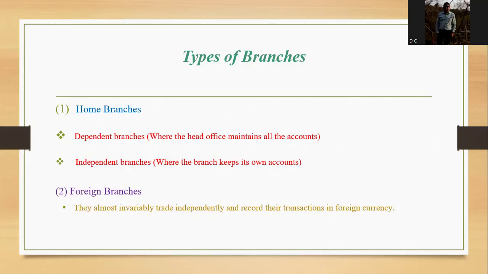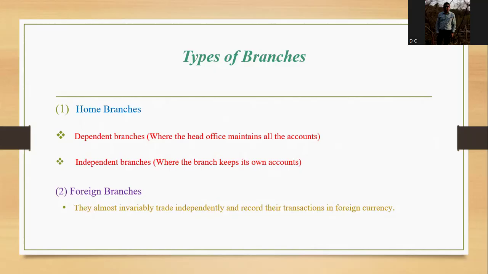Dependent branches are those where the head office maintains all the accounts. Independent branches are those where the branch keeps its own accounts. Home branches are where the head office and the branch are located in the same place. That is called home branches, also called inland branches. Under home branches, dependent branches and independent branches are there.